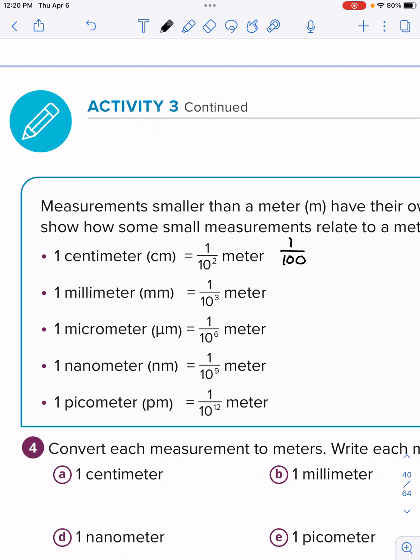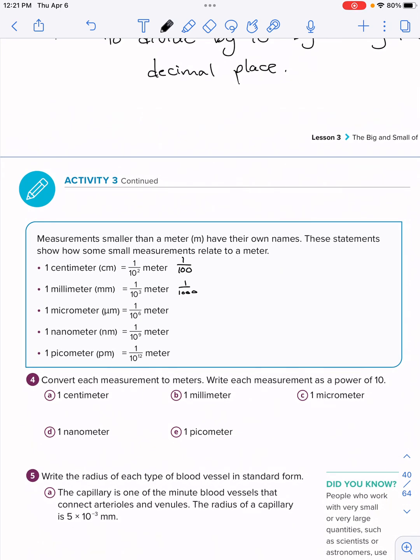So you would need a lot for that. Like for millimeter, this would be 1 over 1,000. So it would take 1,000 millimeters to make a meter, and a meter is slightly bigger than a yardstick, so slightly longer than your waist. It's kind of like the height from the ground to a doorknob. That's typically a meter. All right. We're going to convert each measurement to meters and write each measurement as a power of 10.